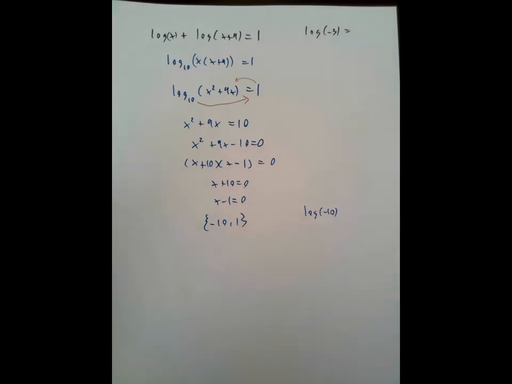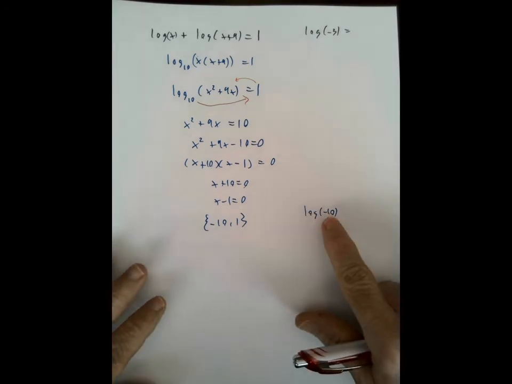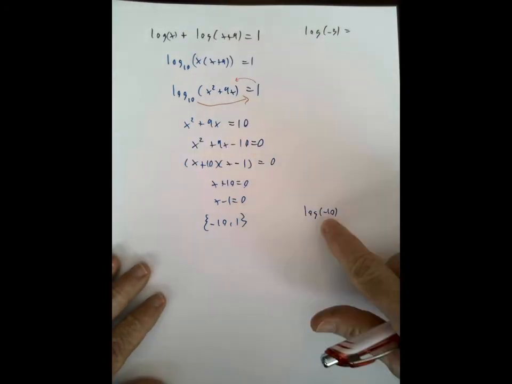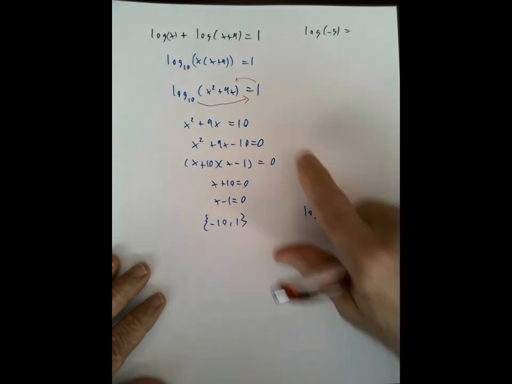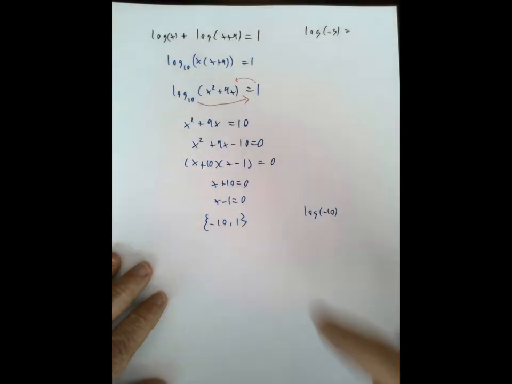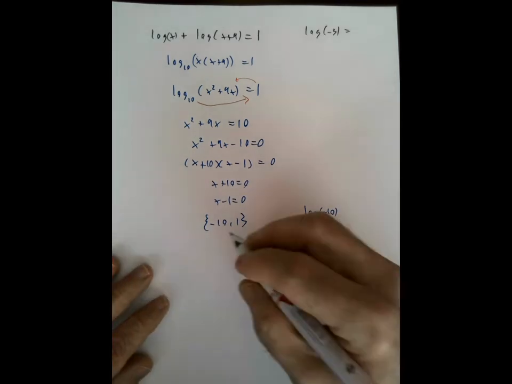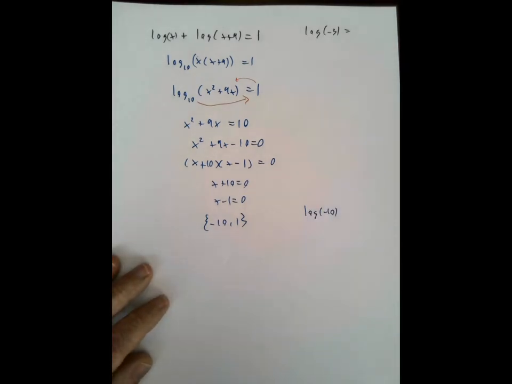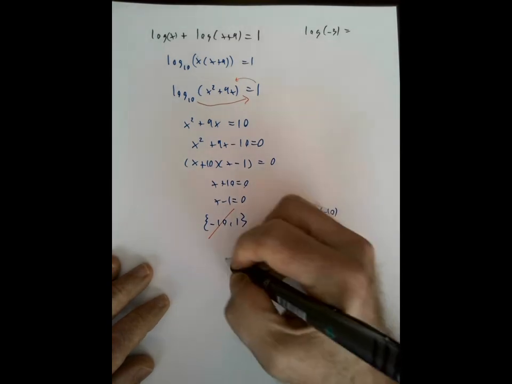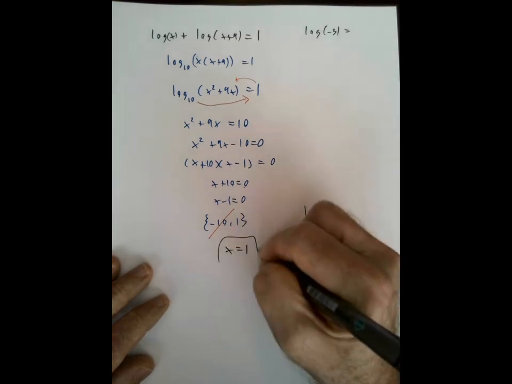So it turns out that you've got to watch out for this with log equations: if we get a solution that, when we substitute it in for x anywhere, makes the entire inside negative, we discard it because it's undefined. It's what we call an example of an extraneous solution. So we discard that one, and the only solution is x equals 1.